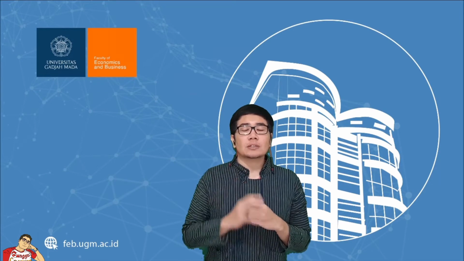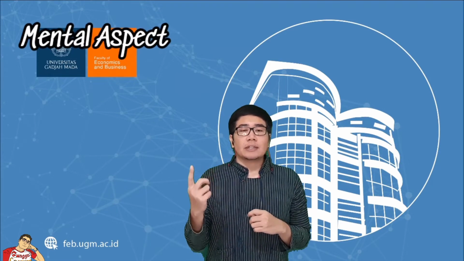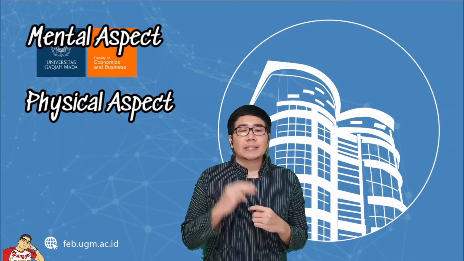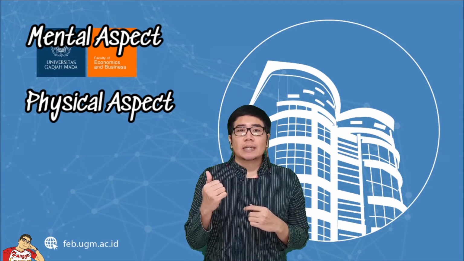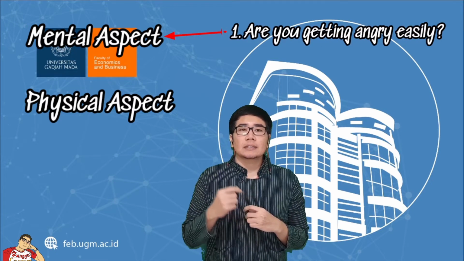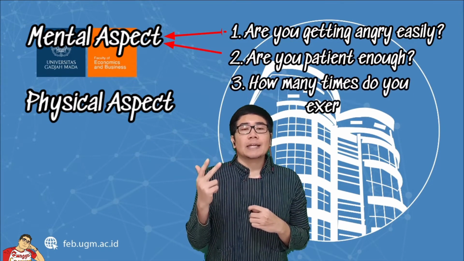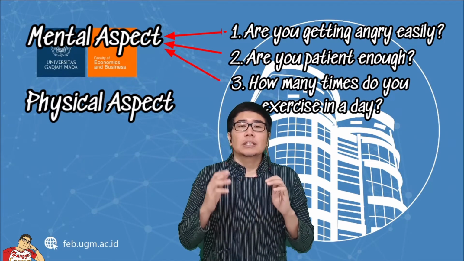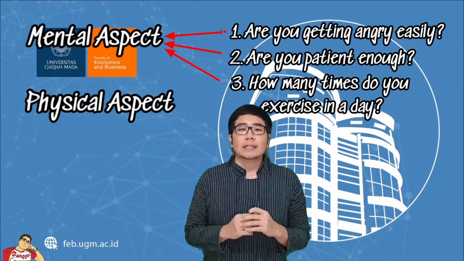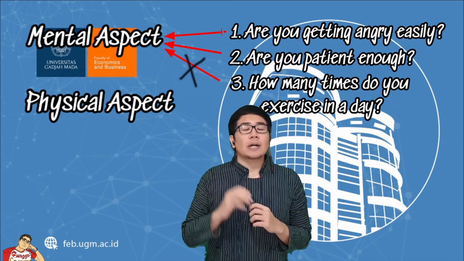For example, I want to test two different constructs. The first is the mental aspect and the second is the physical aspect. I have three questions or instruments for the mental aspect. First is, are you getting angry easily? The second one is, are you patient enough? And the third one is, how many times do you exercise in a day? We can see that these questions are not valid convergently because the third question cannot measure the mental aspect construct.